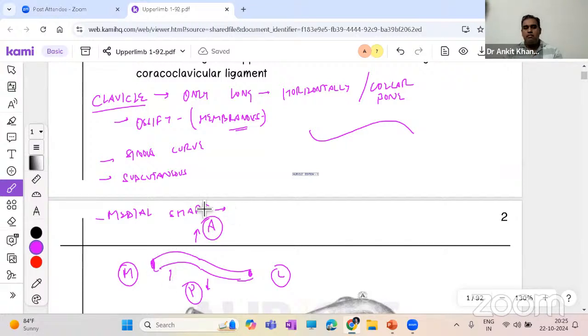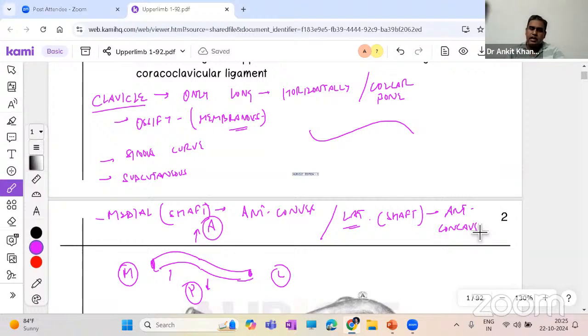So the medial part of the shaft is convex anteriorly. And simultaneously, the lateral part of the shaft, what is the opposite of convex? It is concave. So it is anteriorly concave. Medial and lateral part, that you can even feel. I mean, you can touch it and you can understand.